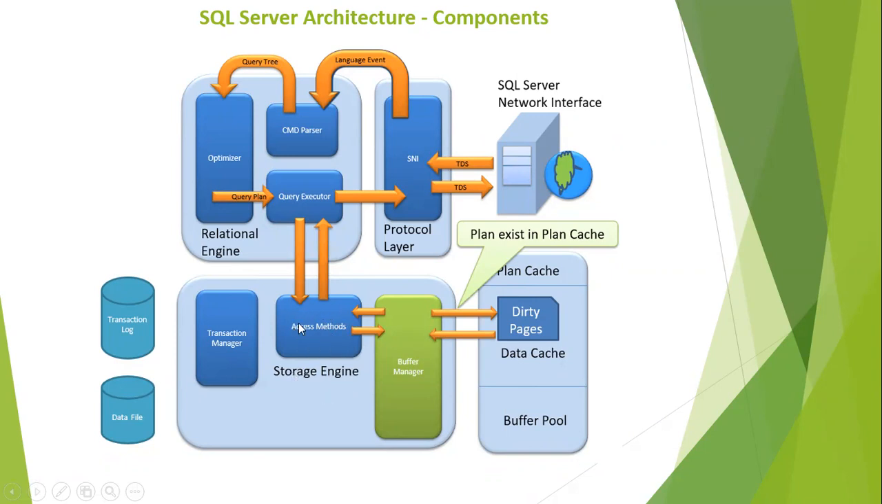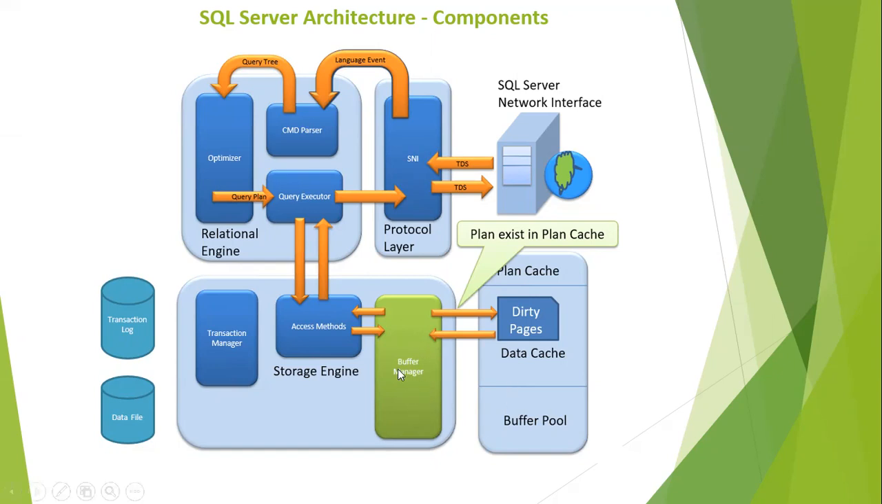The access method basically does not do anything itself, but it has a code structure and some logic to get the data. For example, let's say this query needs 3000 pages. How does SQL Server understand that it needs 3000 pages? This access method will understand how many pages we need to get the result set. So it identifies that it needs 3000 pages, and then immediately it sends that information to the buffer manager.